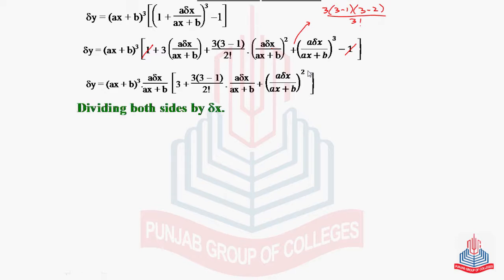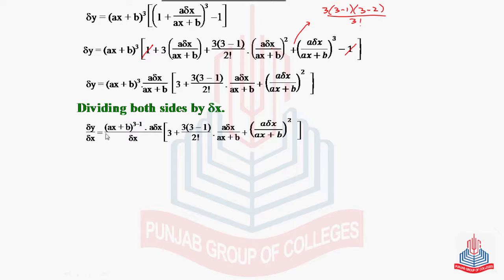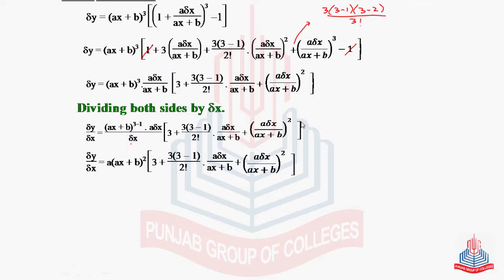Now dividing both sides by delta x, delta y/delta x = (ax + b)^3, and from here (ax + b), due to the common base, the powers will be combined, so 3 - 1, and a delta x divided by delta x, and this bracket portion will remain the same: 3 + 3(3 - 1)/2! a delta x/(ax + b) and [a delta x/(ax + b)]^2. Now delta y/delta x will become a, this delta x will cancel out, and we have (ax + b)^2. Again this remains the same.